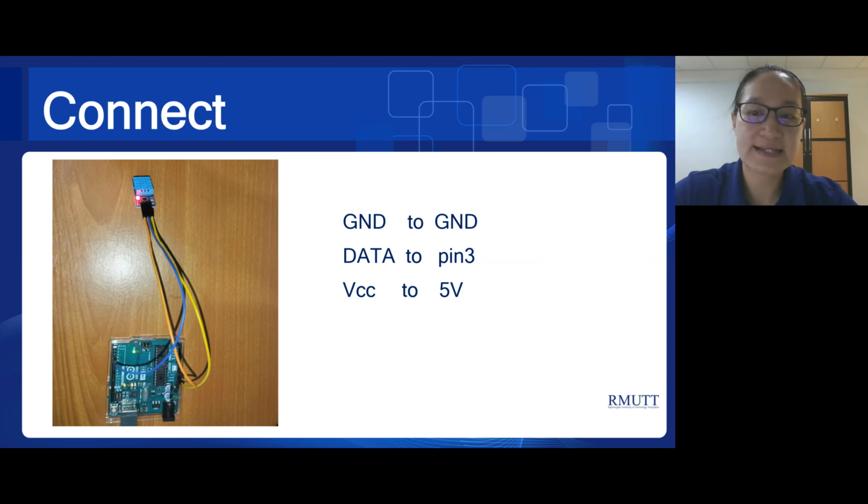Second, we can see the actual connection of the components from this photo. We can see the GND from the temperature sensor is connected to GND in Arduino. The data from the sensor is connected to pin 3 in Arduino. The VCC from the temperature sensor is connected to the 5 volt in Arduino.